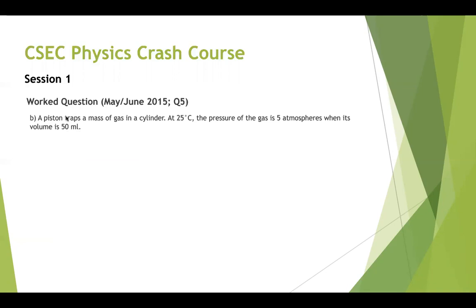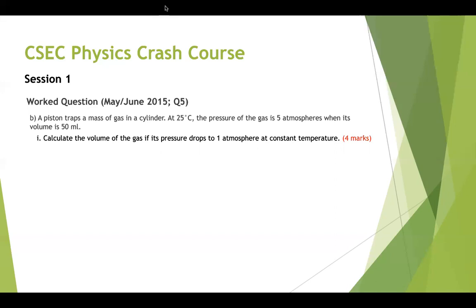All right. So we have a piston that traps a mass of gas in a cylinder. It's originally at a temperature of 25 degrees Celsius, and the pressure of the gas is 5 atmospheres. That's our initial pressure. And the volume is 50 milliliters. That's the initial volume. So the first thing that you're asked to calculate is the volume of the gas if the pressure drops to 1 atmosphere at constant temperature.